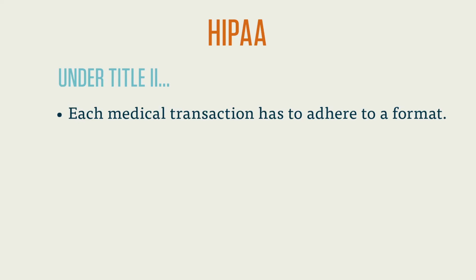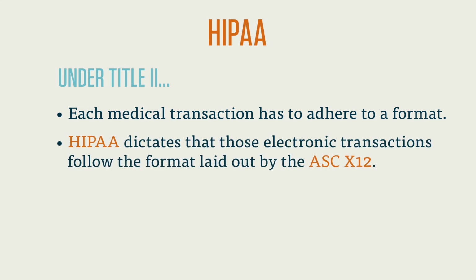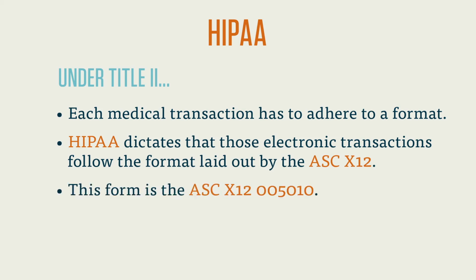Under Title 2, each medical transaction has to adhere to a certain format. HIPAA dictates that those electronic transactions follow the format laid out by the ASC X12. This form is the ASC X12 005010. Included in that form are various subforms, each of which corresponds to a certain type of medical transaction. Again, we'll discuss more of how HIPAA Title 2 affects medical billing in the next course. Let's close out this section with a brief overview of what else Title 2 does.